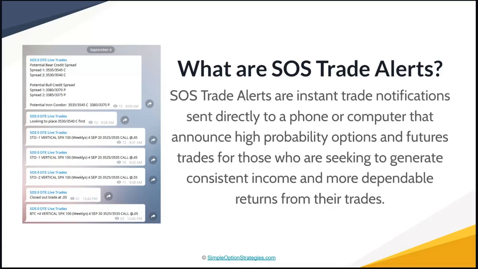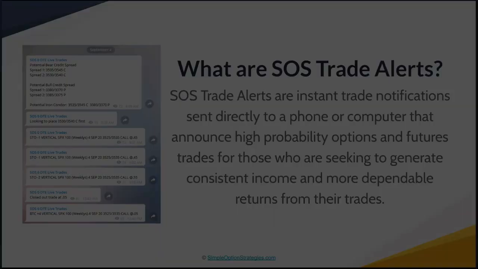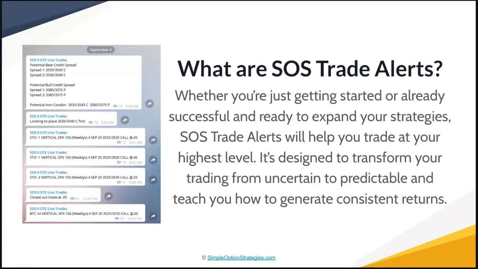These notifications are sent directly to a phone or computer. We use Telegram, which is extremely fast, faster than text and email. You can use it on a Mac, on any kind of phone or computer, and they all sync up together. What we're doing here is getting started successfully, ready to expand the strategy. Trade alerts will help you trade at your highest level, and it's designed to transform your trading from uncertain to predictable and teach you how to generate those returns.